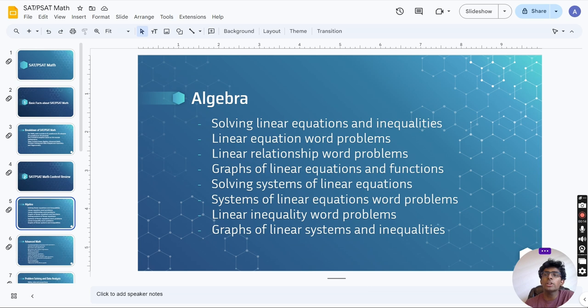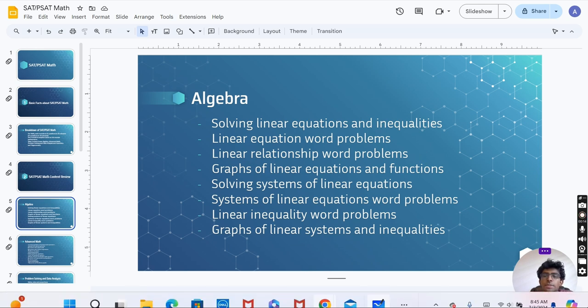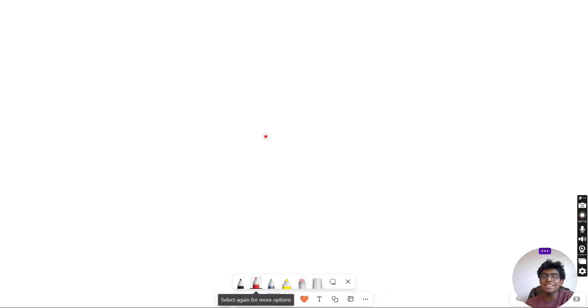So now we're going to move on to word problems for linear equations and linear relationships. Specifically, it's mostly the same idea of what we've been doing, except it's now in a word problem.